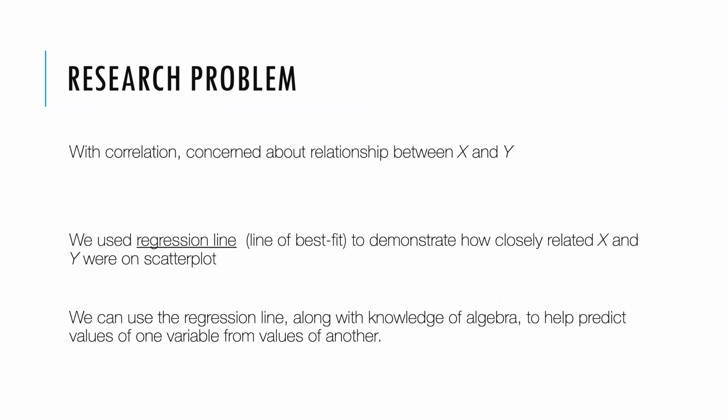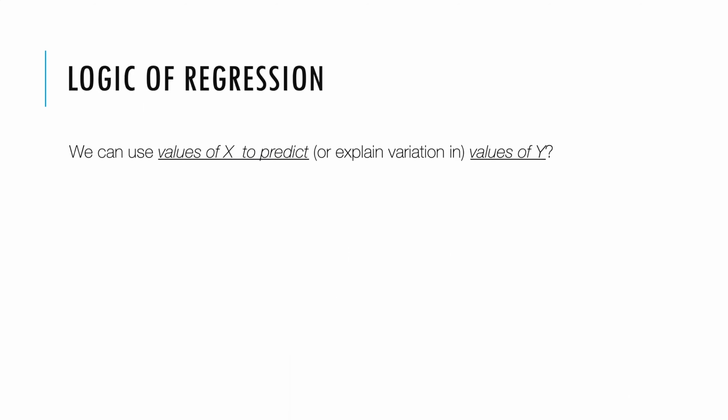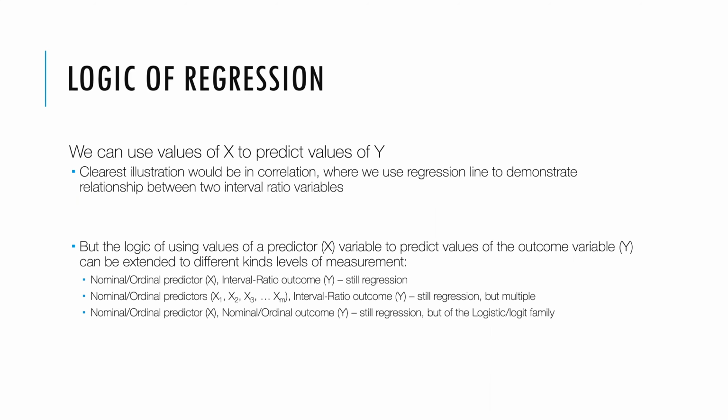It's taking all of the other points and saying, given your case, where would you fall in these data? So we can use values of X to predict values of Y. And remember that that line of best fit is our best guess for values of Y. The clearest illustration would be in correlation. We saw that line of best fit between two interval ratio variables. With correlation, we had an X variable that was interval ratio, a Y variable that was interval ratio, and that regression line just went through those points.